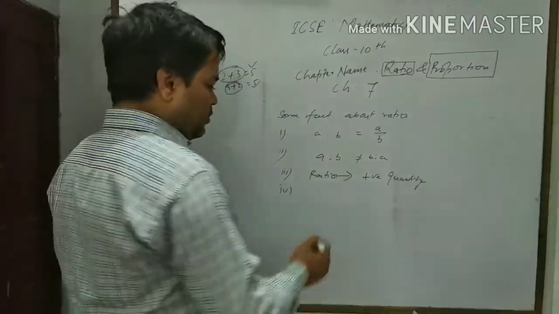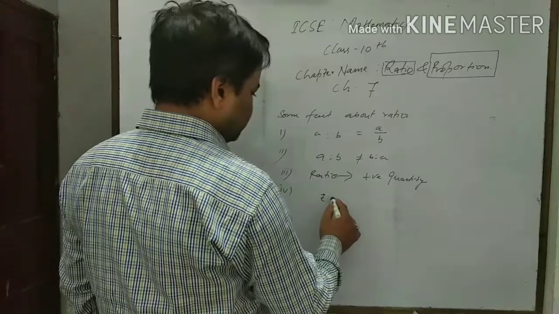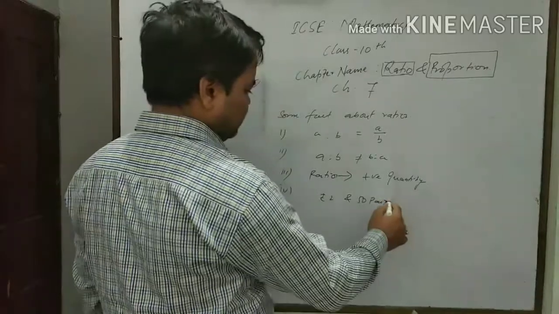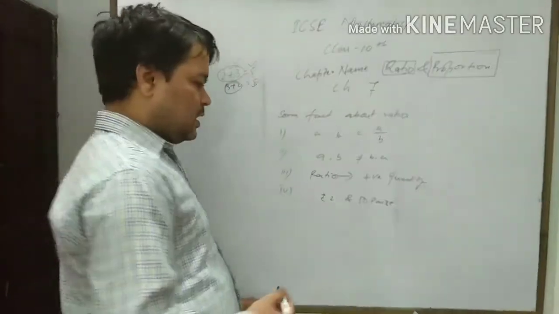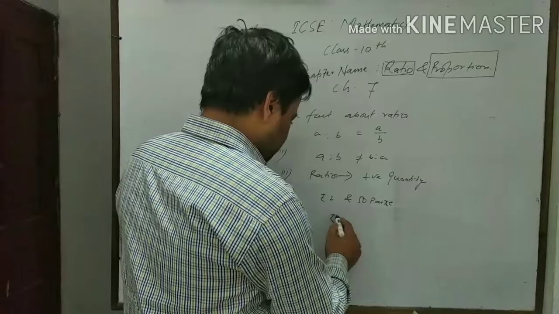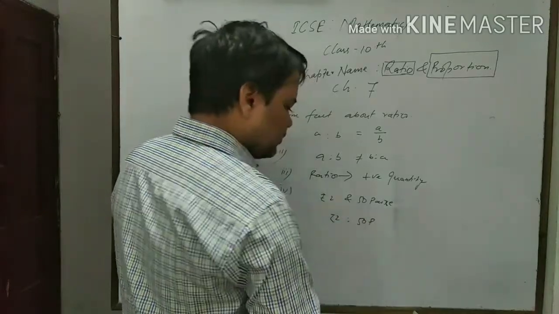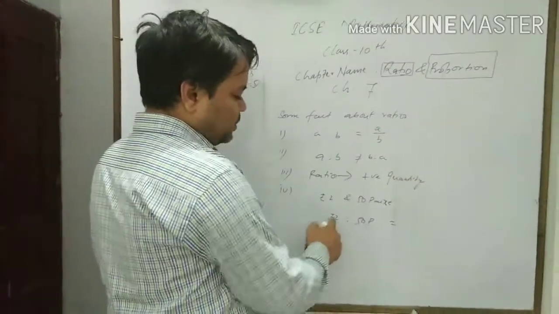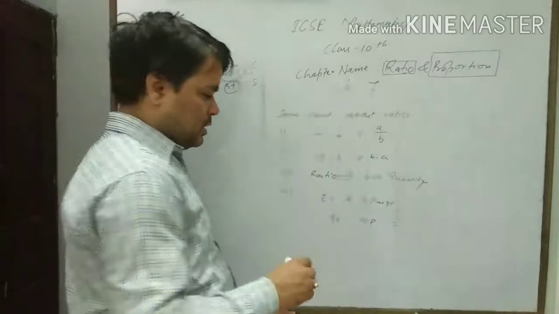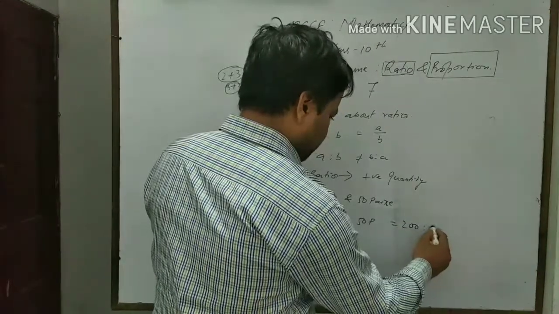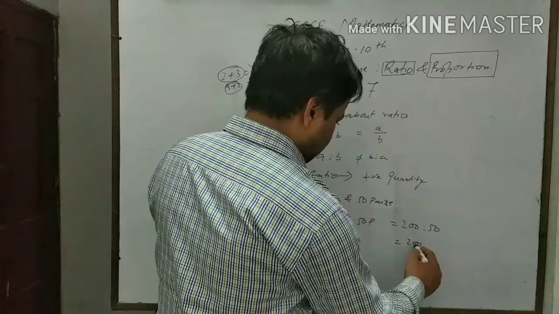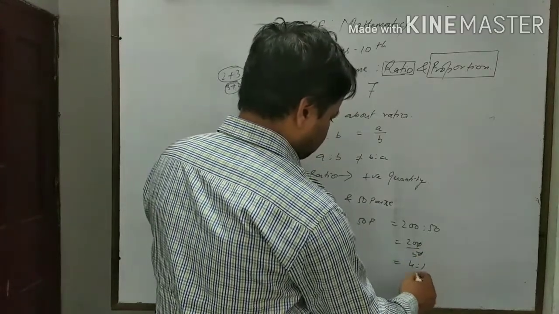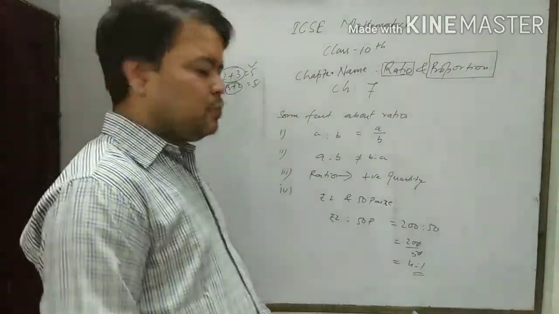For example, what is the ratio of rupees 2 and 50 paise? Here rupees 2 is to 50 paise. So first of all we change rupees into paise. That will be 200 is to 50, that is 200 by 50. The ratio will be 4 is to 1.